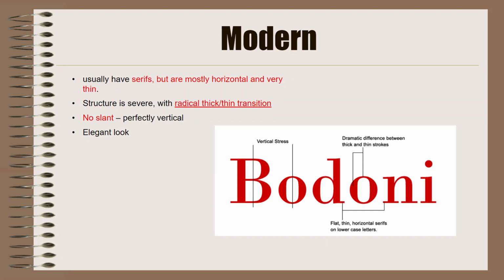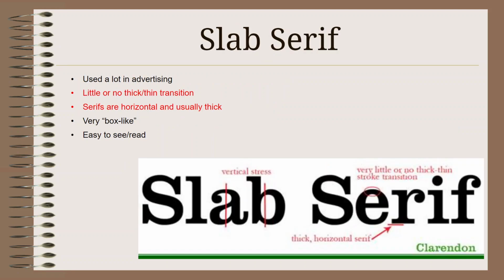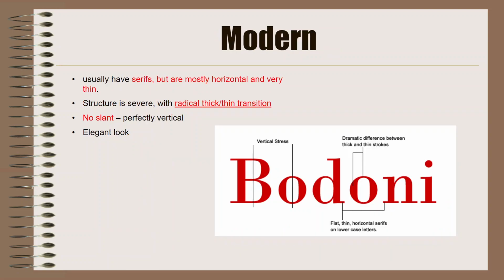Okay, but the difference is they have an extreme thin to thick transition in the letter. So if you look here, this part of the B is really thin. This part is really thick, which gives it that strong contrast. So I'm going to flip back again. Notice there's not very much. These are almost monoweight, but not quite. There's a little bit of transition for the thickness, but a modern is extremely thin to thick. And that's the dominant characteristic of a modern font, is that thin to thick transition.